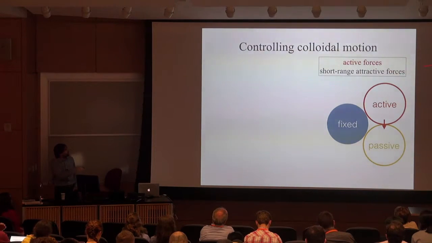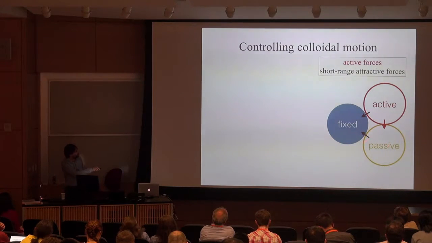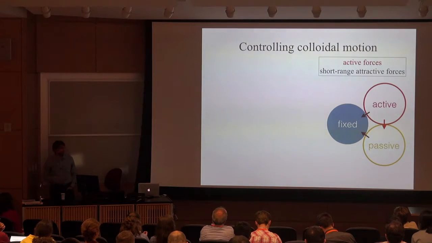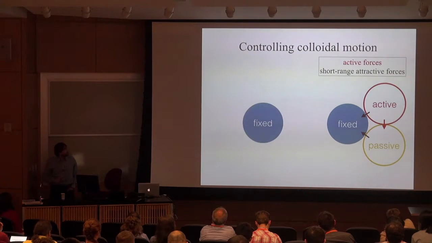Okay? Then we're going to have some short-range attractive interactions. Again, this is just something like depletion interactions. That's going to keep these attached to the fixed micropillar. I'm also not showing the depletion interaction here, but I think that's clear. All right, so if this is all I had in the system, then I hope everybody sees that the active colloid will push the passive one, and they'll just move around in a circle around the fixed micropillar. Right? So that's not what I want. What I want is a figure eight.